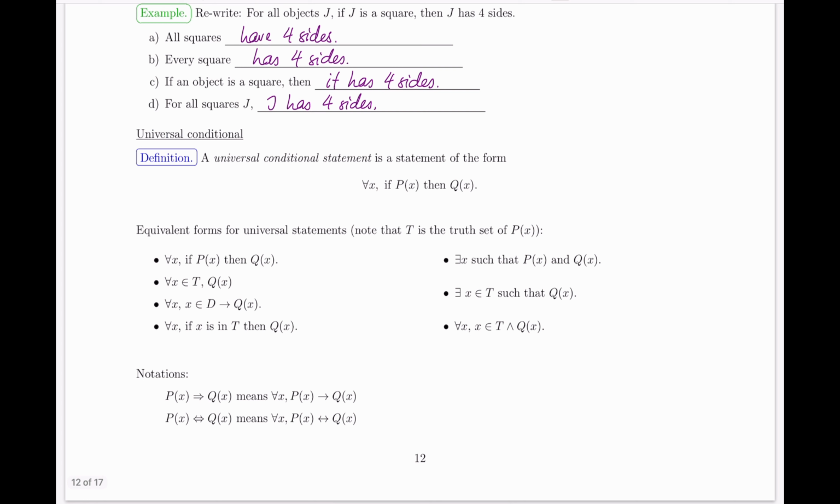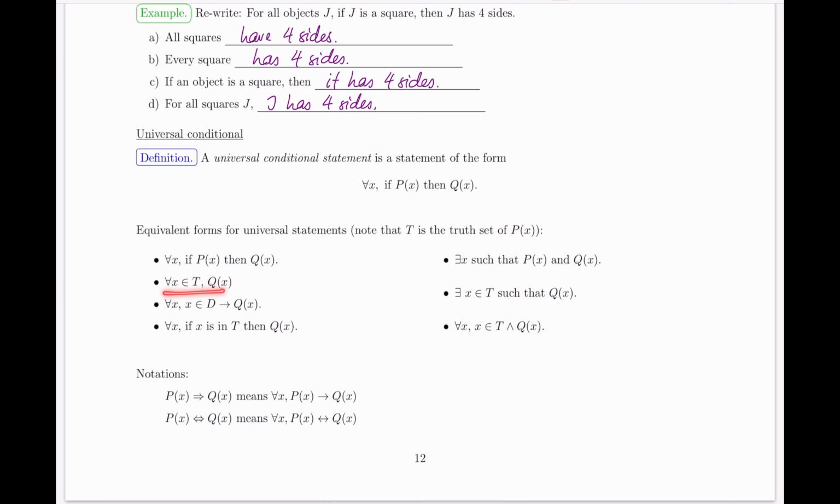The universal conditional is, in fact, a statement of essentially this form. So we can generalize the previous example. For all x's, if p, then q. Universal is made by the fact that this is true for all elements x. There are many equivalent forms, and in fact, some of them are universal and some of them are existential here. So let's read through. For all x, if p, then q is what we start with.